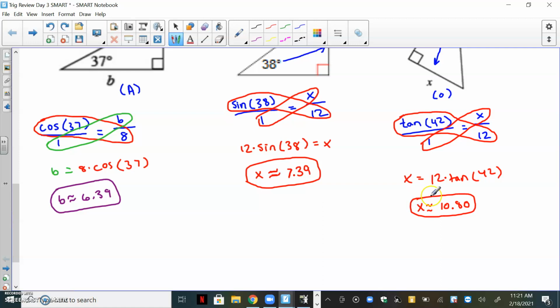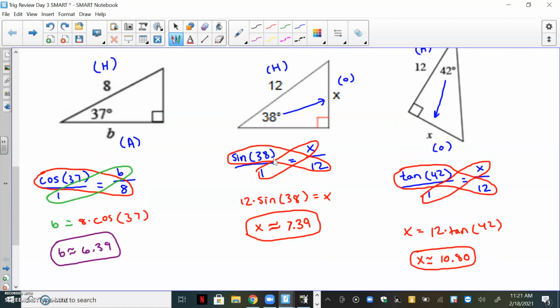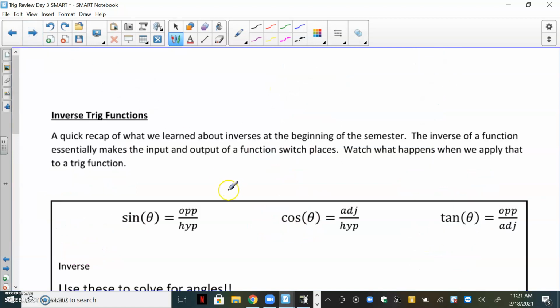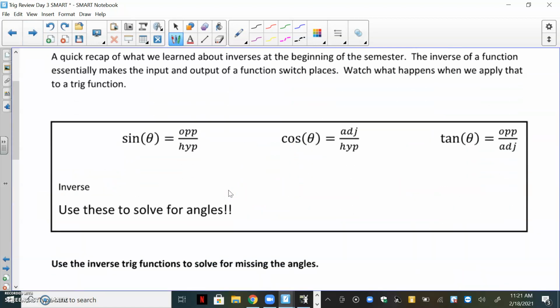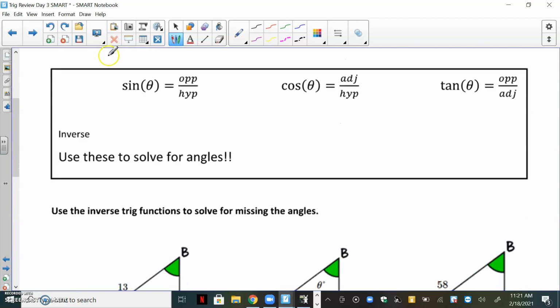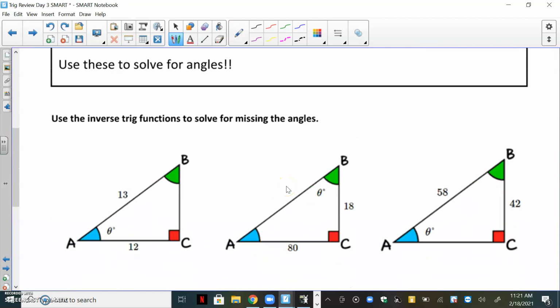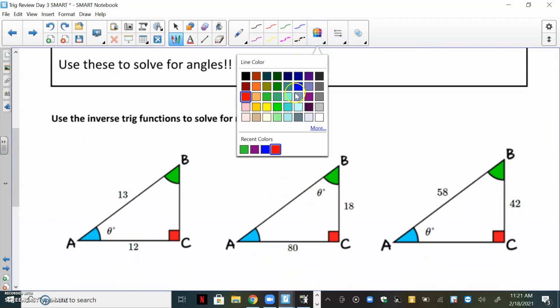All right, so that is how you find missing sides of right triangles when you have two of them using right triangle trig. So the next thing we're going to learn, well, really just like refresh, because you did learn this in geometry, is how to find missing angles using SOH-CAH-TOA. Now, this one, in my opinion, is actually a little bit easier. So we still use the same ratios and the same labeling technique.